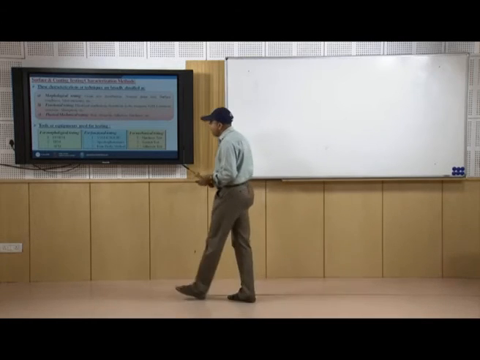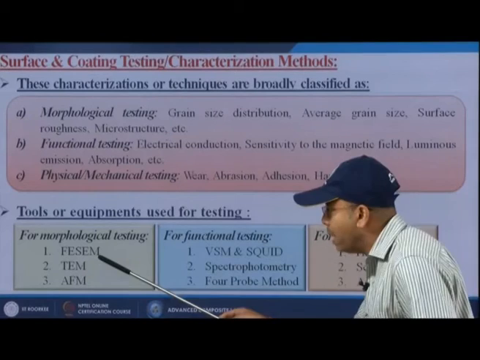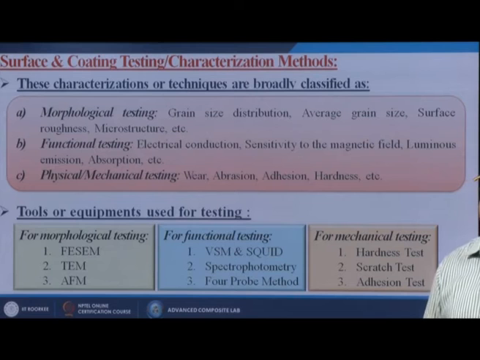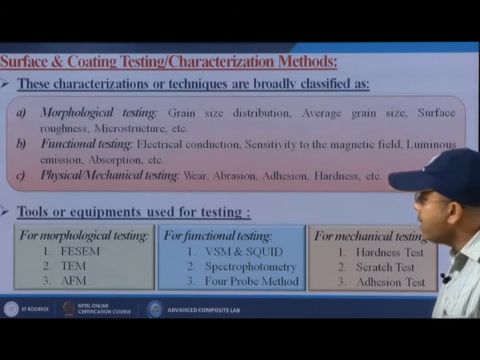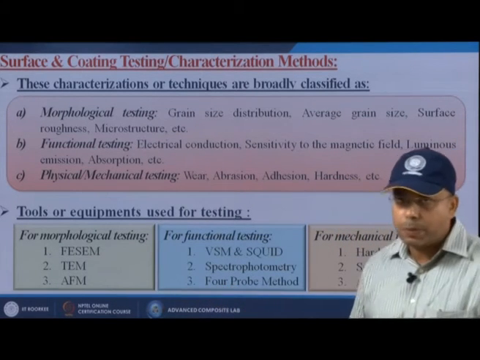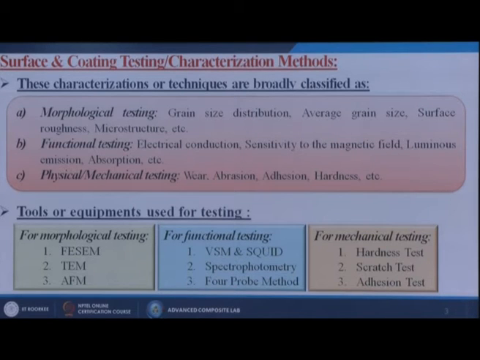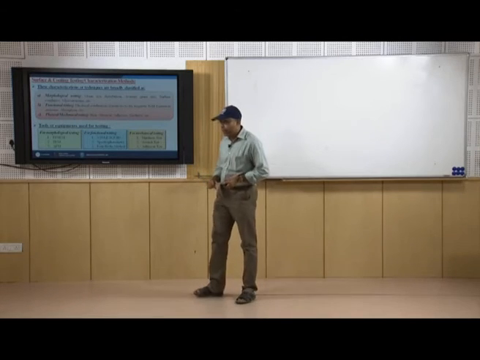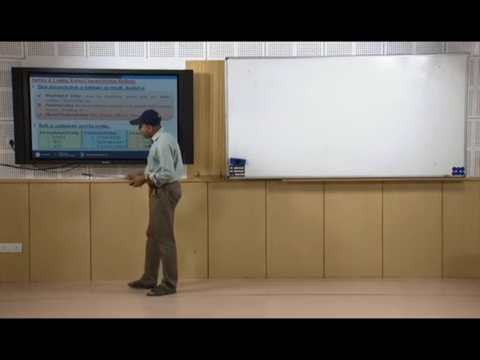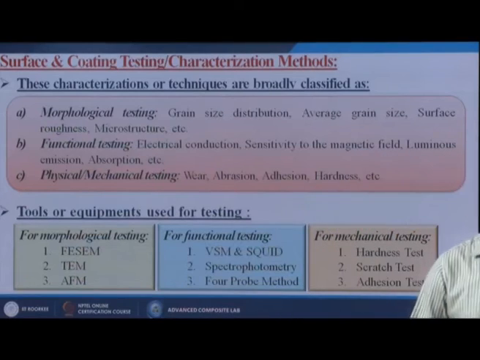So for morphological testing, first one is called the FESEM, that is the field emission scanning electron microscopy. Second is the TEM, that is transmission electron microscopy, or nowadays we are using the HRTEM, which is called the high resolution transmission electron microscopy. And then AFM is atomic force microscopy.